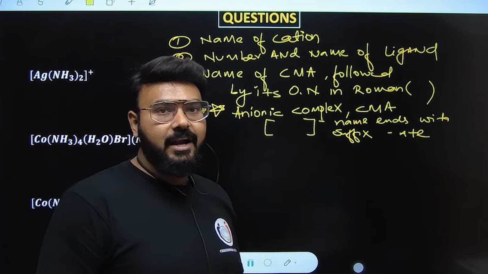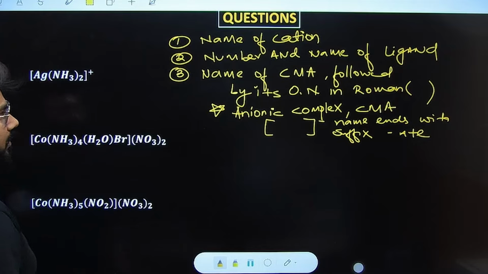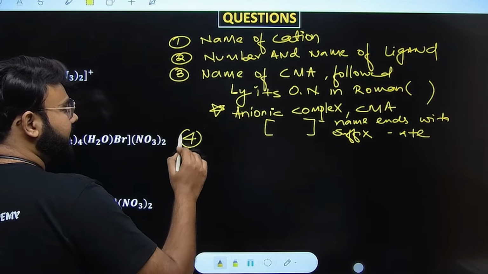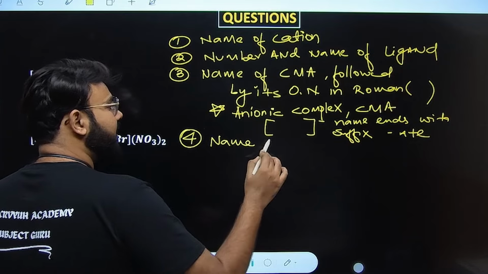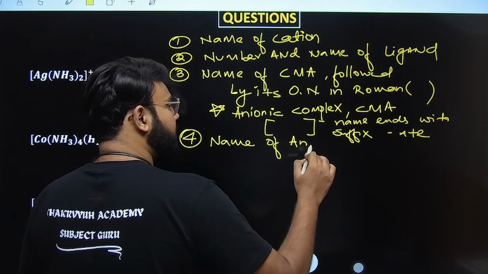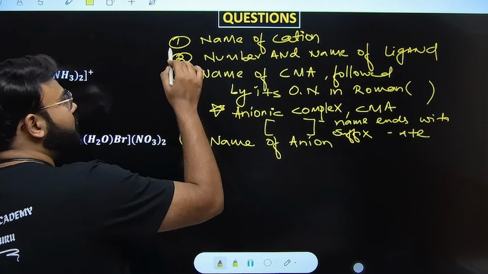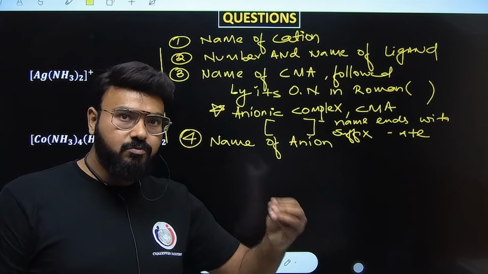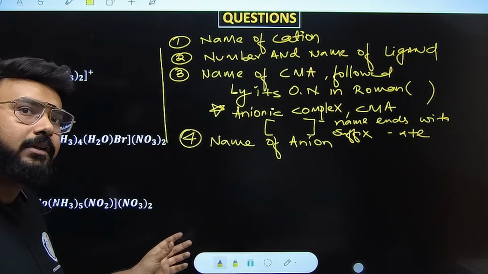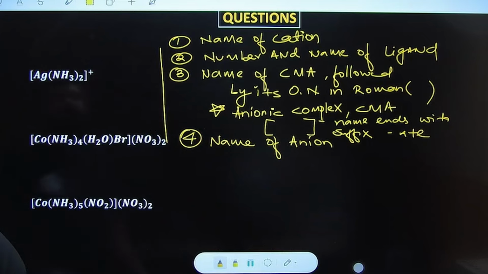Now, the fourth rule says that finally, at the end, you will write the name of what is missing, that is the name of the anion. So these are the four basic rules that you have to remember. There are a few more add-ons which I will tell you while solving the questions. So let's see the first one.